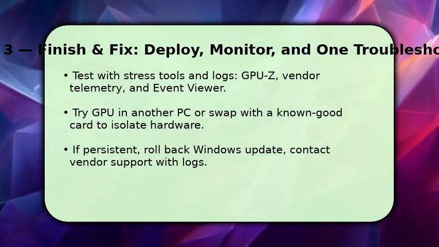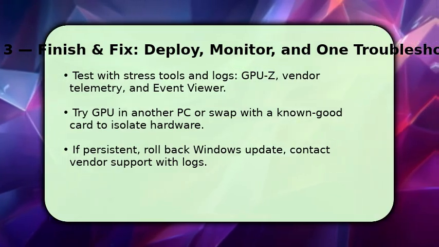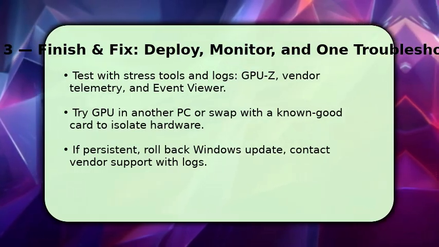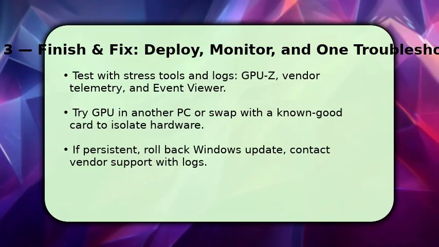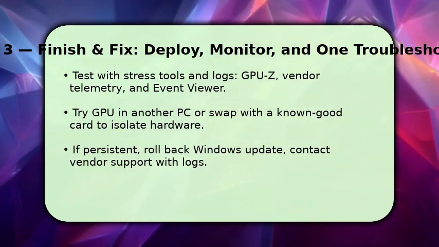Run GPU-Z, vendor telemetry, and a short stress test while watching Event Viewer for driver errors. This confirms whether the code 43 returns. If problems persist, swap the card into another PC or install a known good card in your machine to isolate hardware versus system issues.